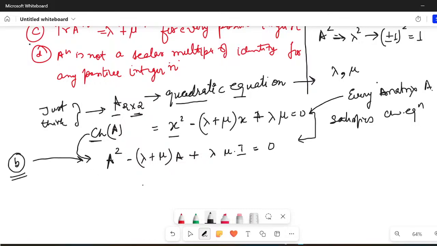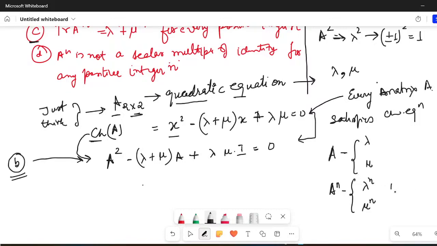Now just think about option number C. What do you think? If A has the eigenvalues lambda and mu, then the eigenvalues of A raised to power n would be what? The eigenvalues of A raised to power n would be simply lambda raised to power n and mu raised to power n.